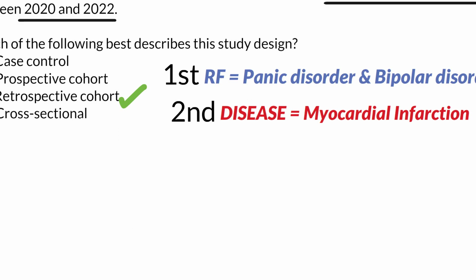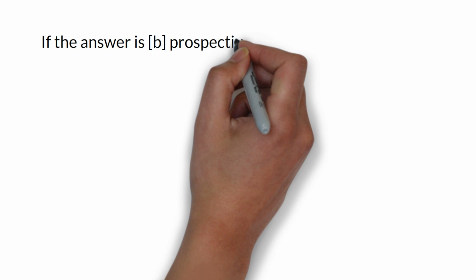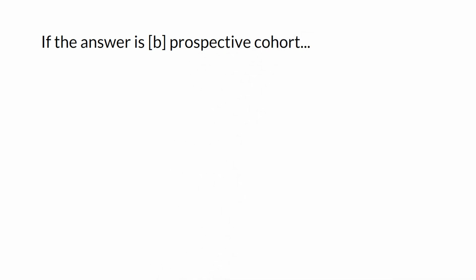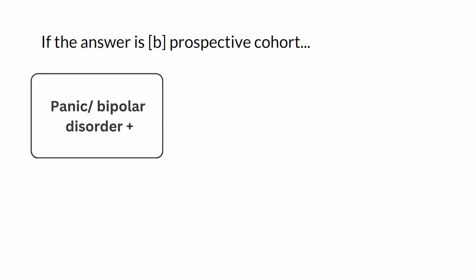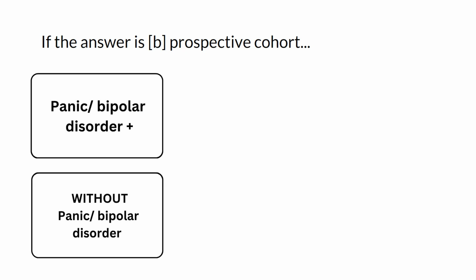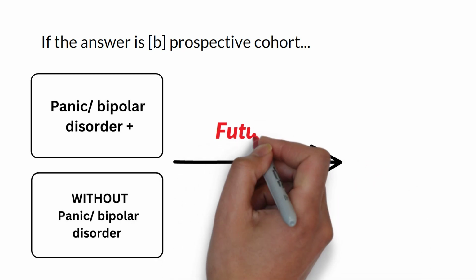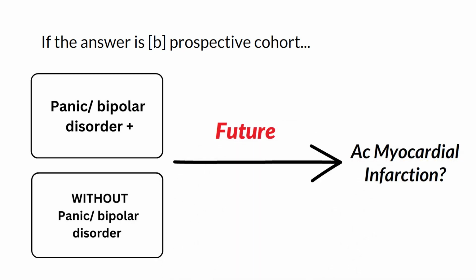If it were a prospective cohort study, you would be doing this in real time. You won't be going and analyzing the past medical records of these patients. Instead, you will follow up patients with the risk factor, panic disorder or bipolar disorder, into the future to see if they develop the disease of interest, which is myocardial infarction in this case.